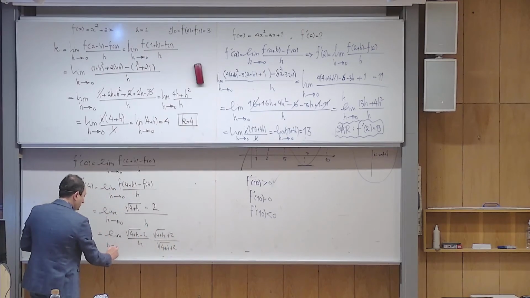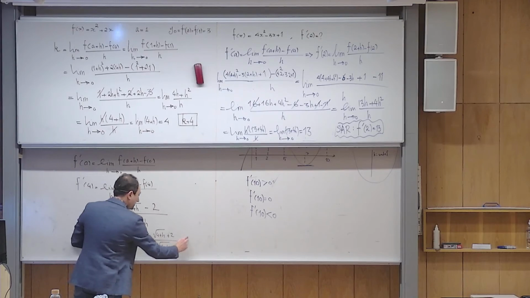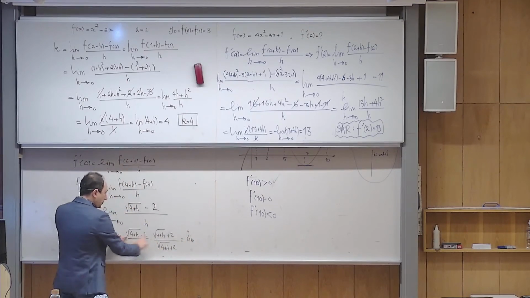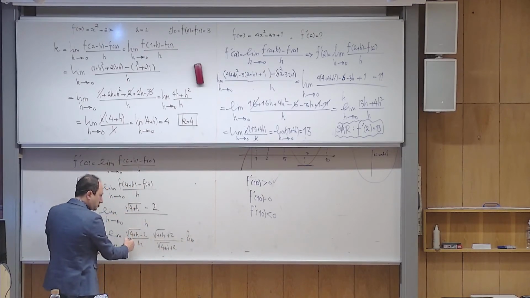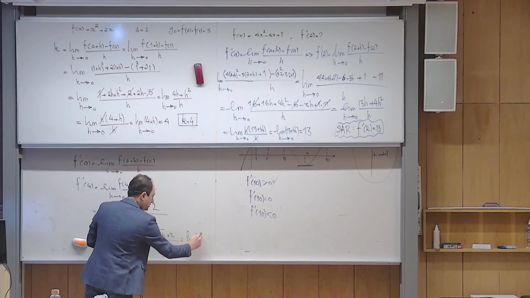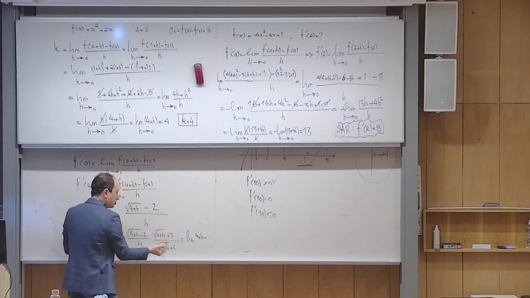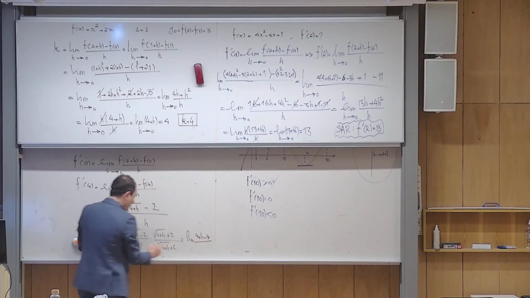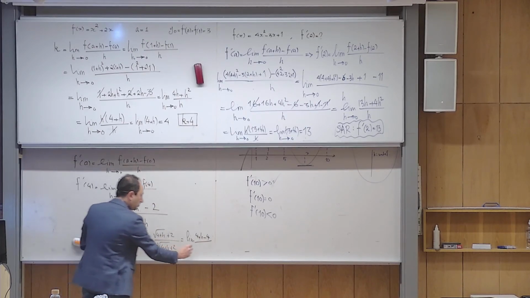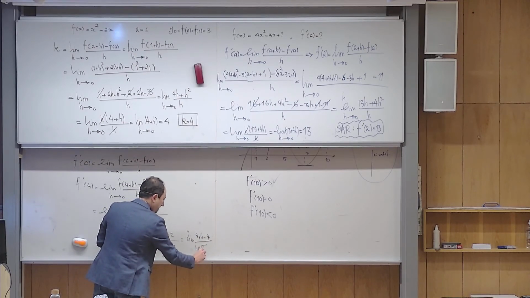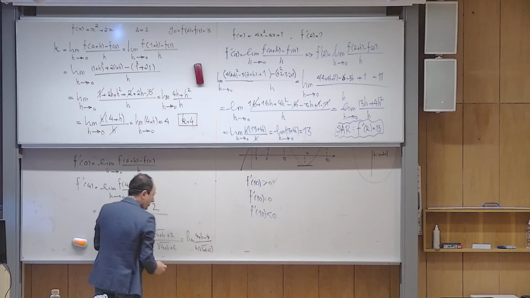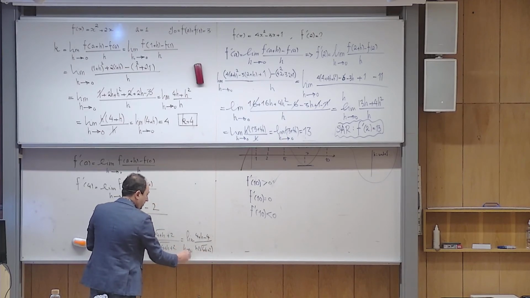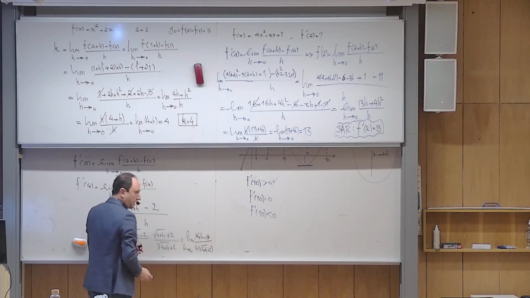H goes to 0. Yes? Then why is this good? Because the conjugate rule gives me this to the power 2, which is 4 plus h, minus this to the power 2, which is 4, divided by this multiplied by the whole denominator there, and then h goes to 0. And now what happens? This 4 and that 4 are cancelled.